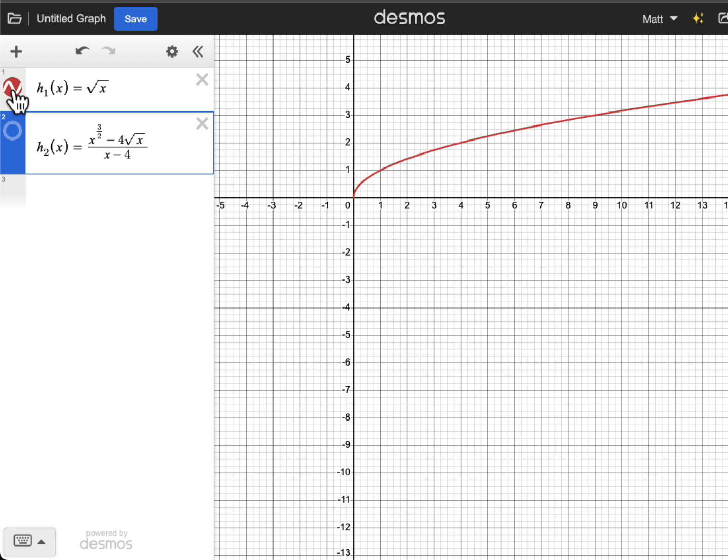So in Desmos, here are my two functions. h1 is the square root of x in red, and h2 is the function I created in blue. Now they look identical except for the fact that h2 has a domain restriction at x equals 4, hence there's a missing point in the graph. You can find the output coordinate of that missing point by looking at the continuous version, which is the red graph, and seeing that the output is 2.